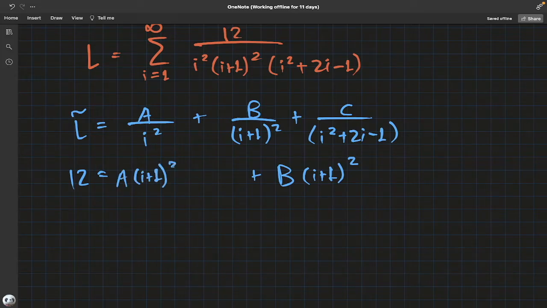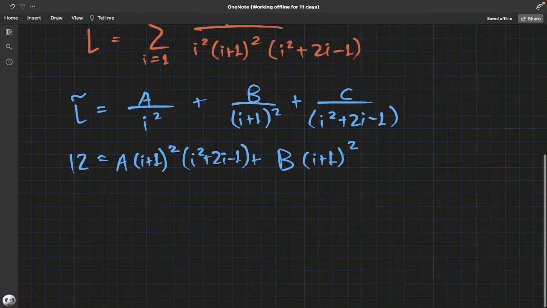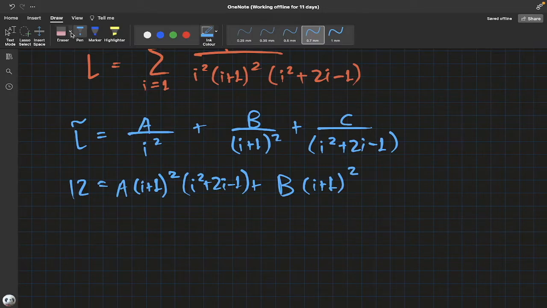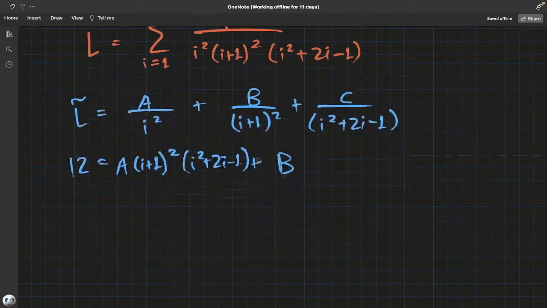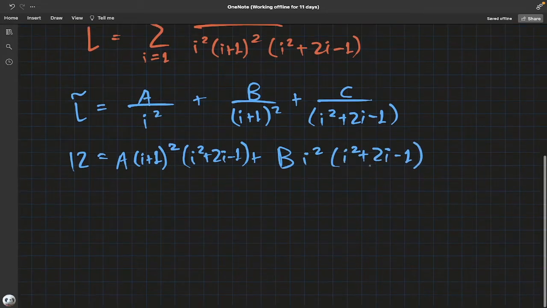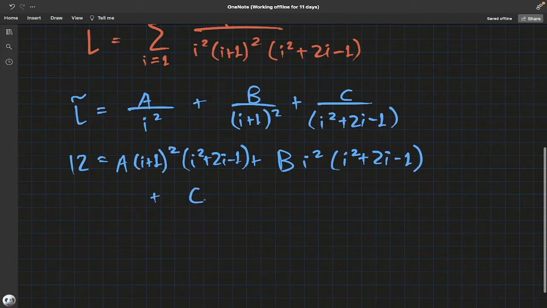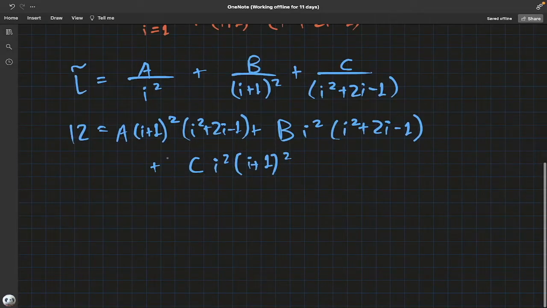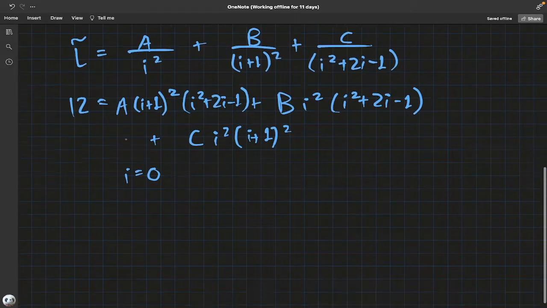i plus 1 squared, i squared plus 2i minus 1. And we have i plus 1 squared, i squared, so we write the terms that weren't there initially in its denominators. That's how this common denominator magic works. Okay, and now what we're going to do is plug in i equals 1 in the entire equation.